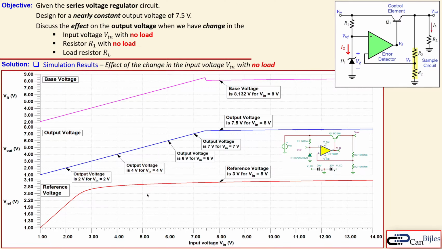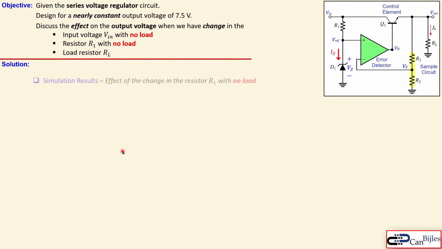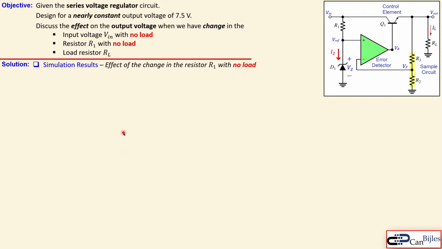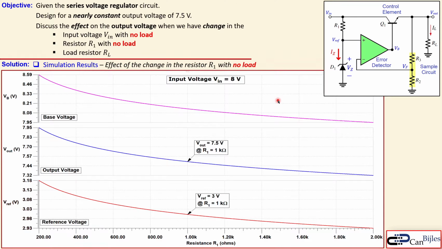Okay, let's now look at the effect of the resistor R1. Because if the R1 is changing, we already discussed that briefly, the current we source here, which is also going through the Zener diode, will also change. And this is now the plot which we have here. We see actually here again the three plots: the base current, the base voltage, the output voltage, and the reference voltage.